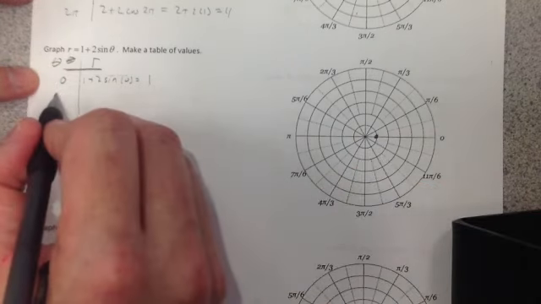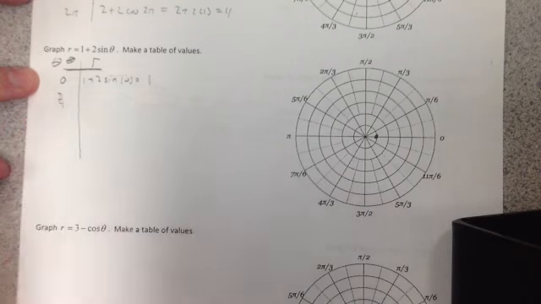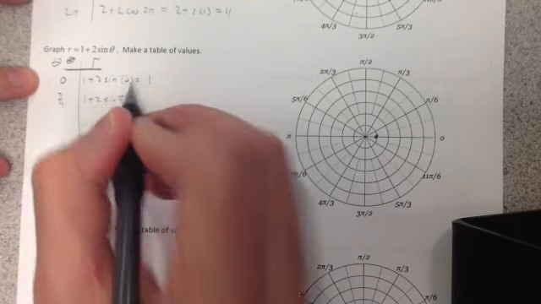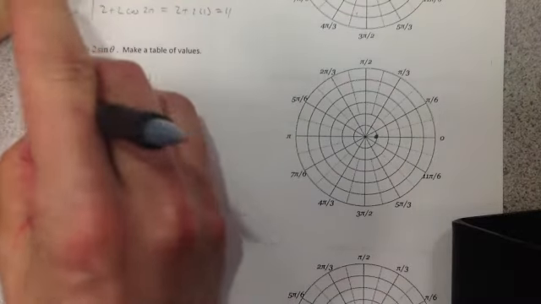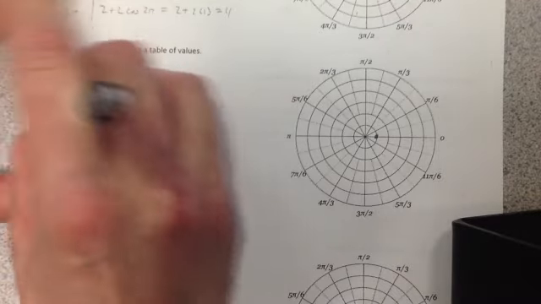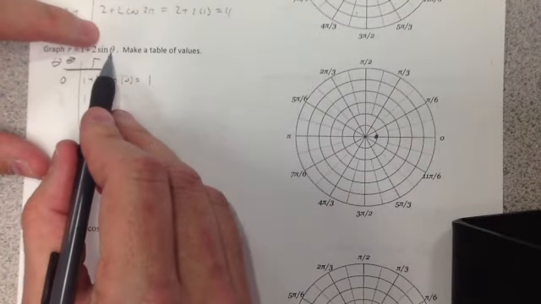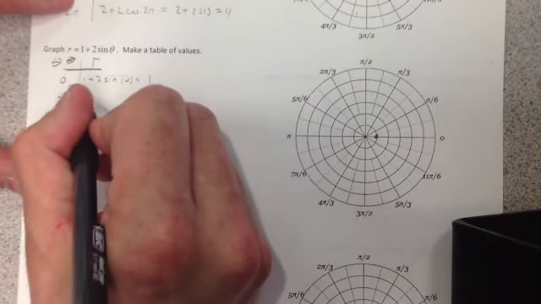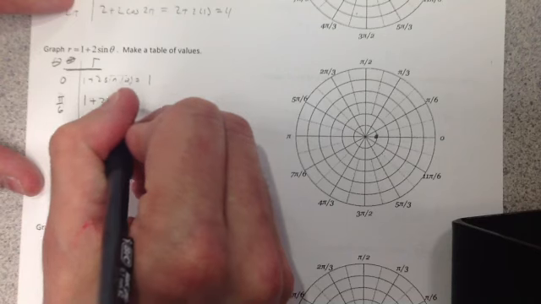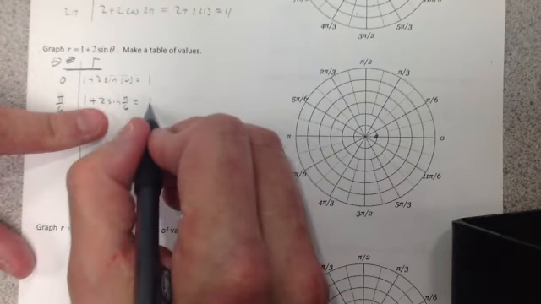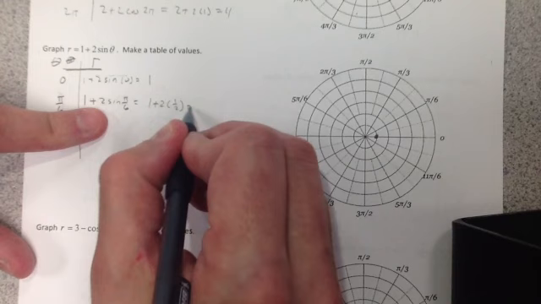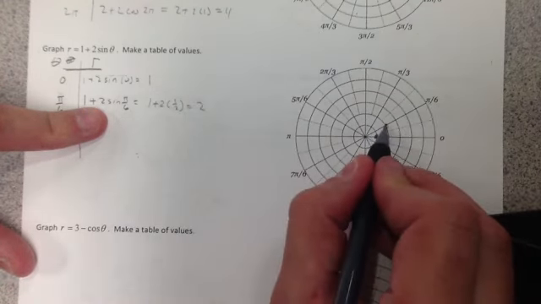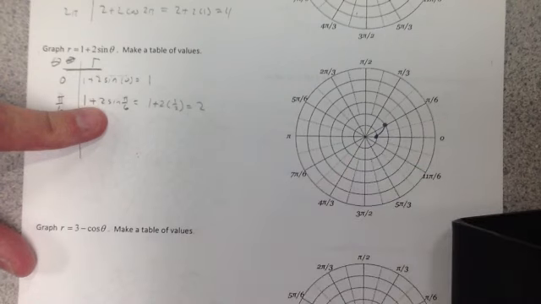Pick another one. I might pick pi over 4. 1 plus 2 sine pi over 4. Well, matter of fact, let's not pick pi over 4. Pick numbers that will make it really nice. Sine of pi over 6 is 1/2. So I'll actually pick pi over 6. And I get 1 plus 2 sine of pi over 6. Now, why did I pick that? Because this is 2 times 1/2, which is just 1, so we get 2. So if I'm facing pi over 6, I go out 2 units, like so. And I'm going to connect them.